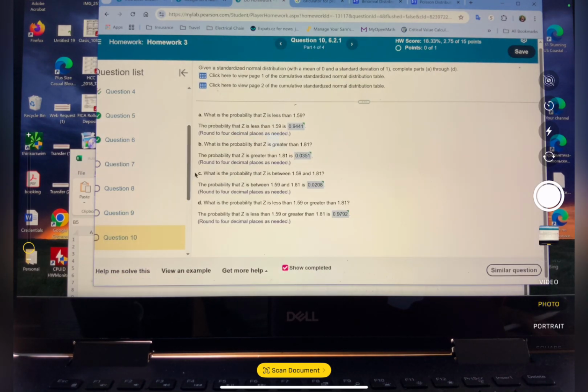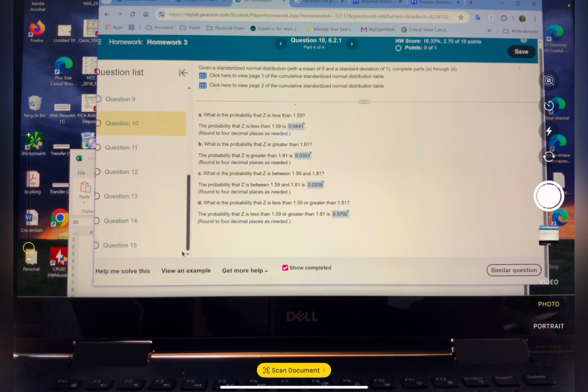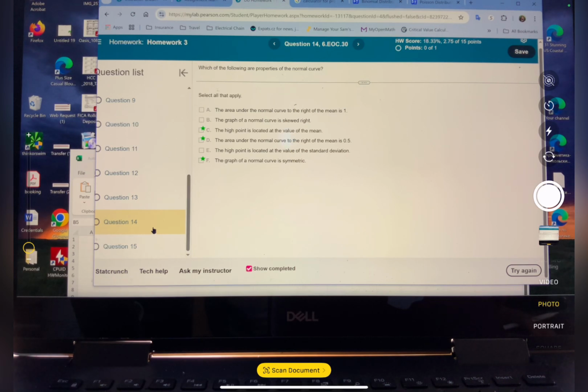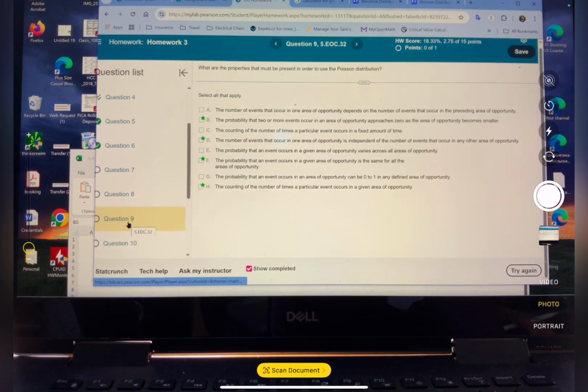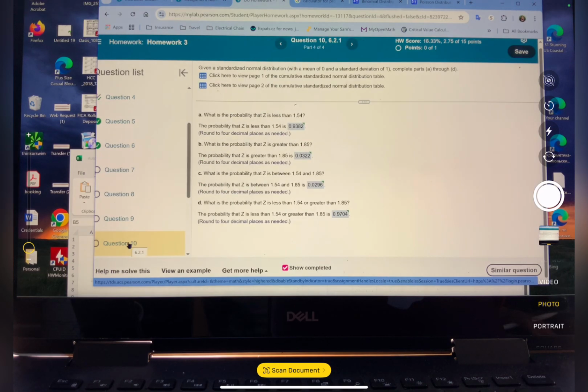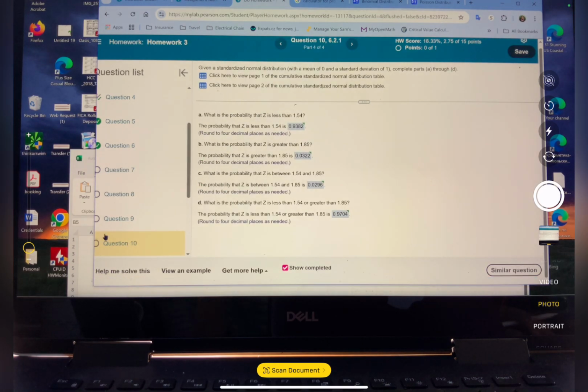Moving to number 10, what do we need to do? Oh, that's a z-score, normal distribution. I guess I will record this in the next video. Okay, so we stopped on 14. Wait a minute. No, where did we stop? I think we stopped on 10, right? Yeah, number 10, from 10 to 15. Okay, I will record it in the next video.